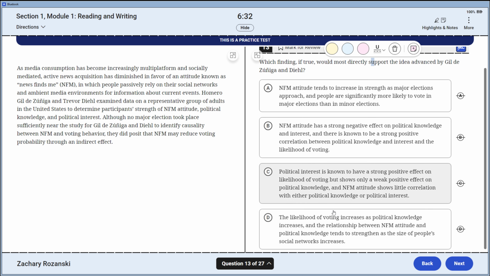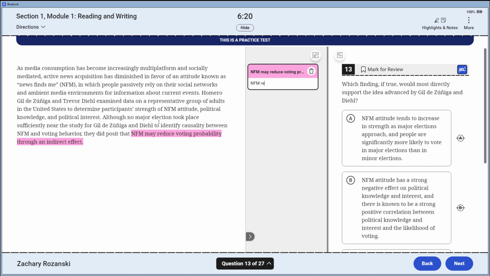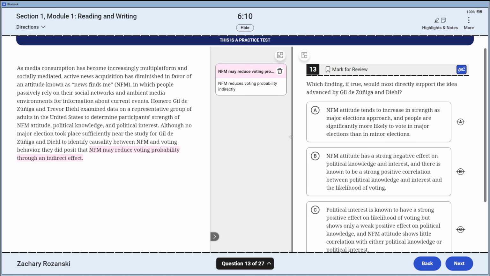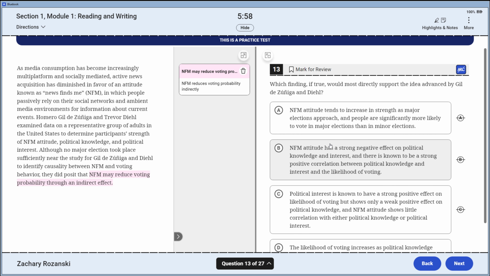I want to directly support the idea advanced by them. What's the idea advanced by them? They did posit that NFM reduces voting probability indirectly. We want NFM to hurt voting probability indirectly. I'll read the sentence that it's in because I'm a little scared. Although no major election took place sufficiently near for them to identify causality, they did say that there was an indirect effect. All right.